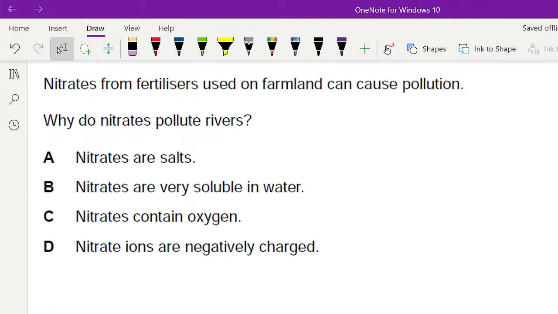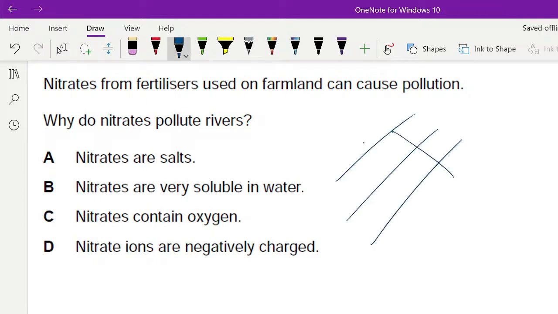Nitrates used on farmland can cause pollution. Why do nitrates pollute rivers? So if you have a field and then you put nitrates on the field, right? This is the fertilizer. When it rains, what happens to the nitrate fertilizer?